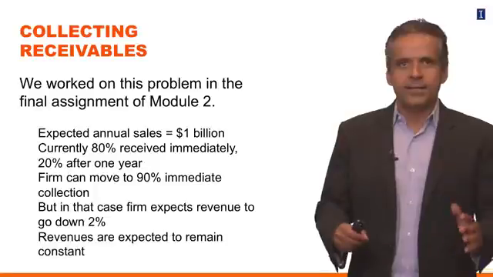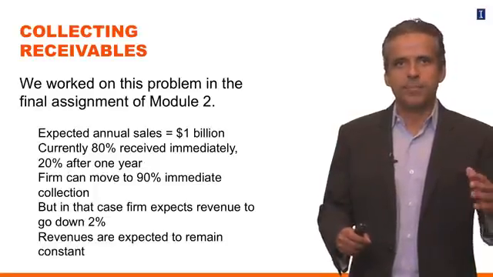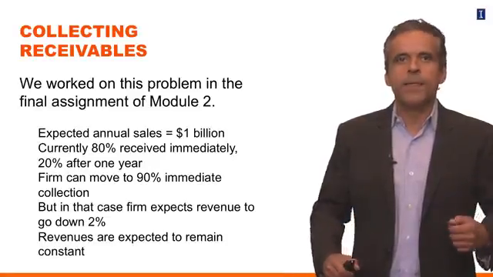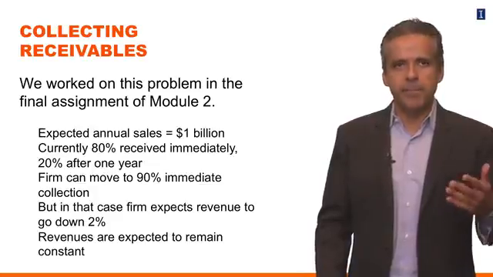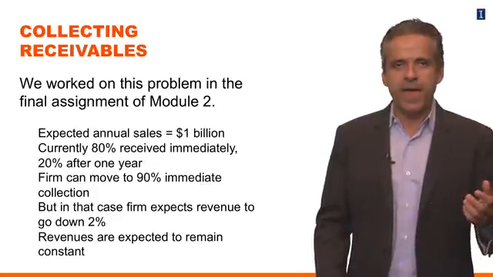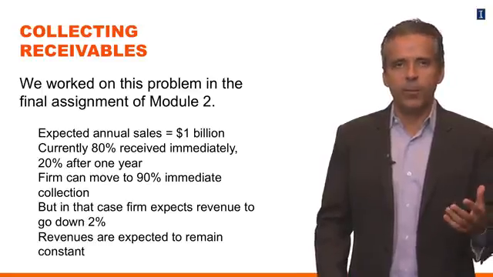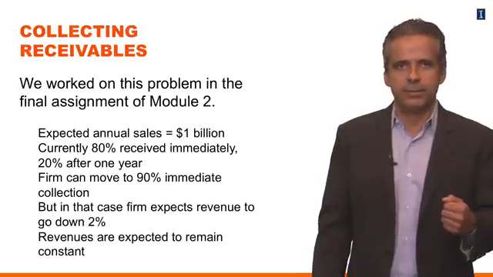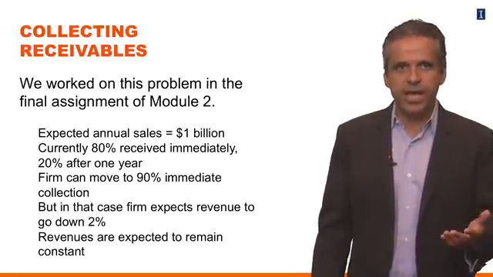Let us start from exactly where we ended at Module 2. So this is the problem that you are working with in the final assignment of Module 2. It's a problem that describes a situation that many real-world companies may face. The specific situation here is that the company has to decide whether to speed up the collection of accounts receivable or not. So you have the data on annual sales.